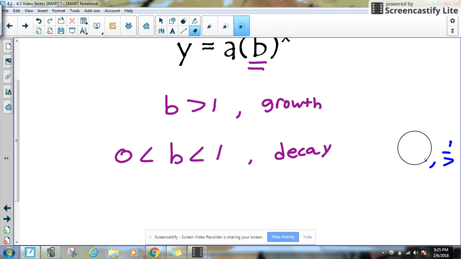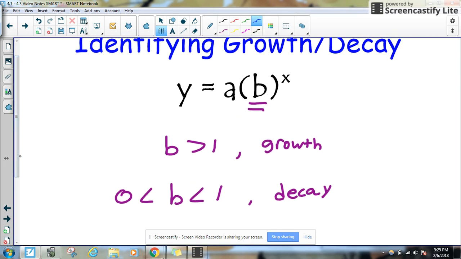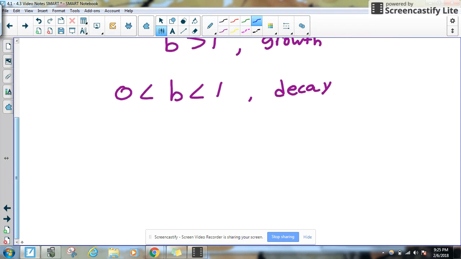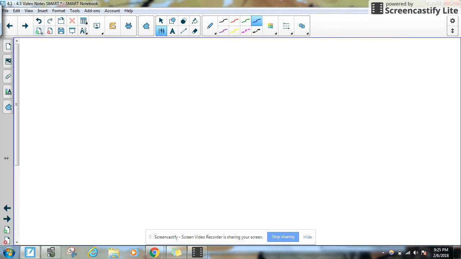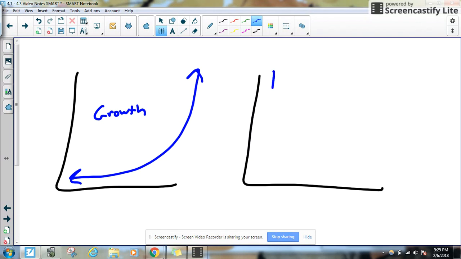But the idea is that if you have a number between 0 and 1, the amount of whatever you started with is going to be going down. Okay? From a graphical standpoint, we talked about it a little bit in the last video, but if you have a problem that is rising to the right, then it's an exponential growth problem. And if you have a problem that's falling to the right, it's an exponential decay problem.